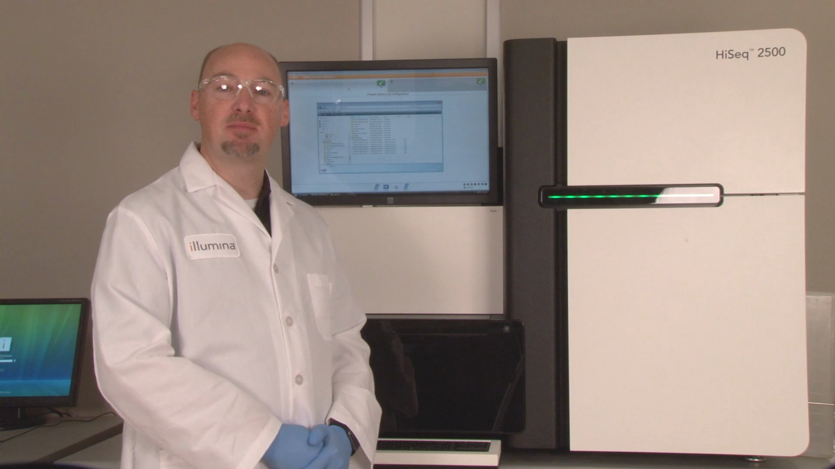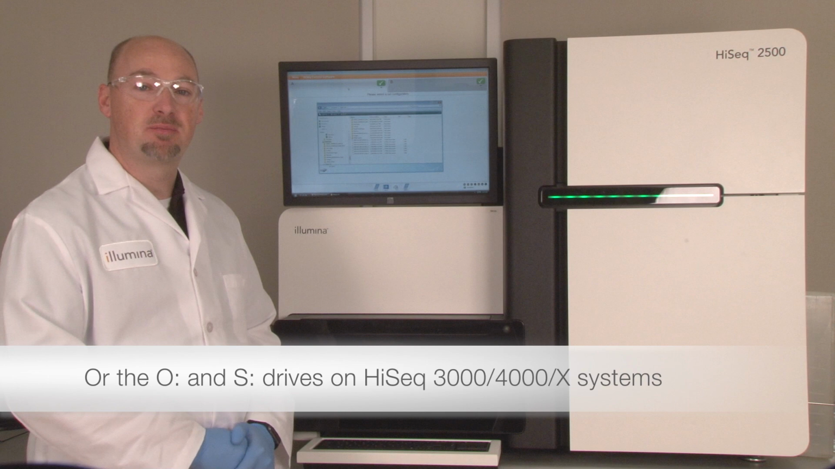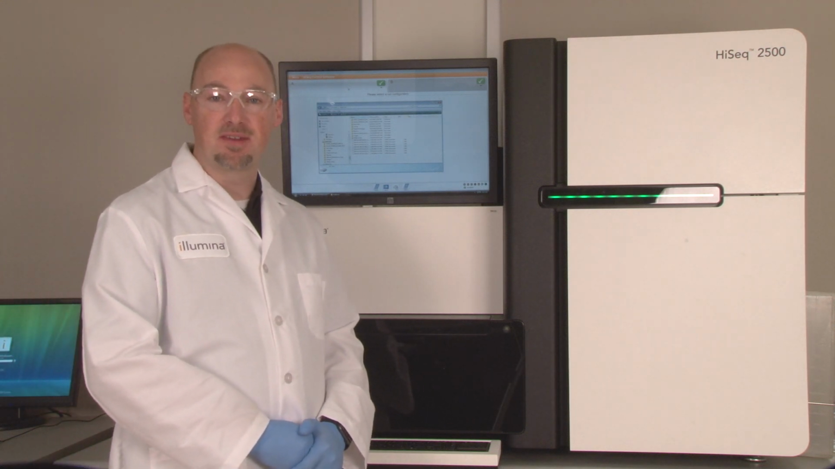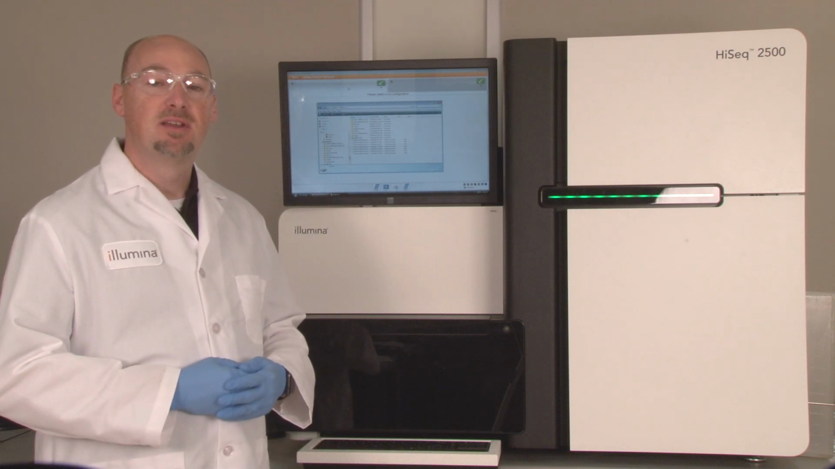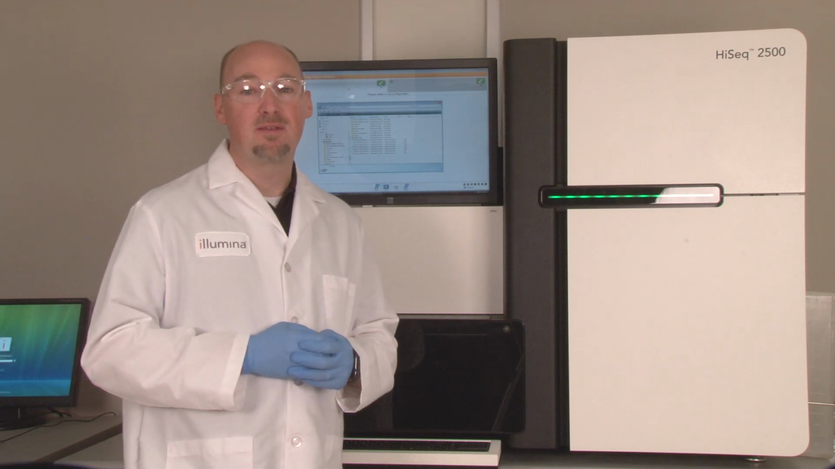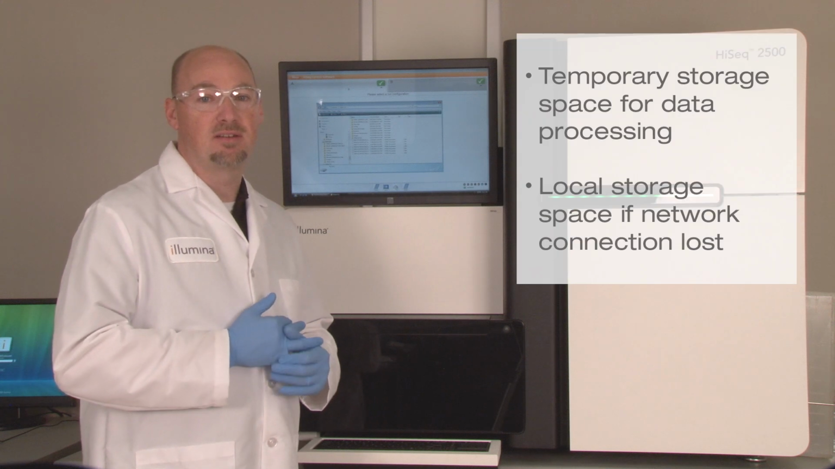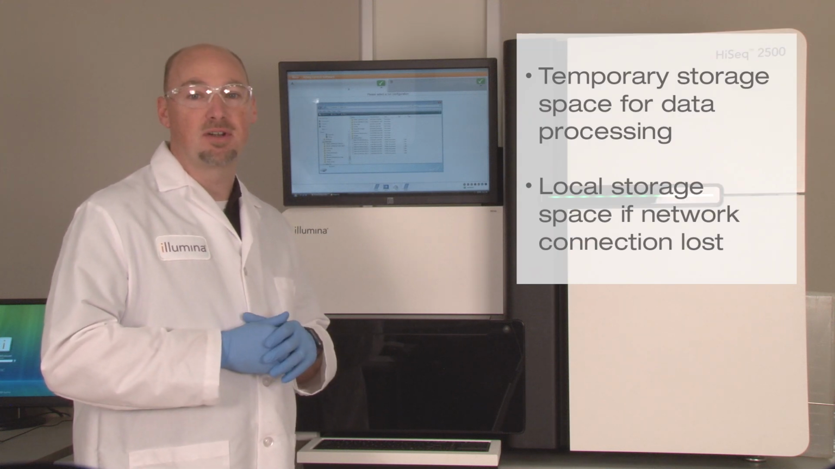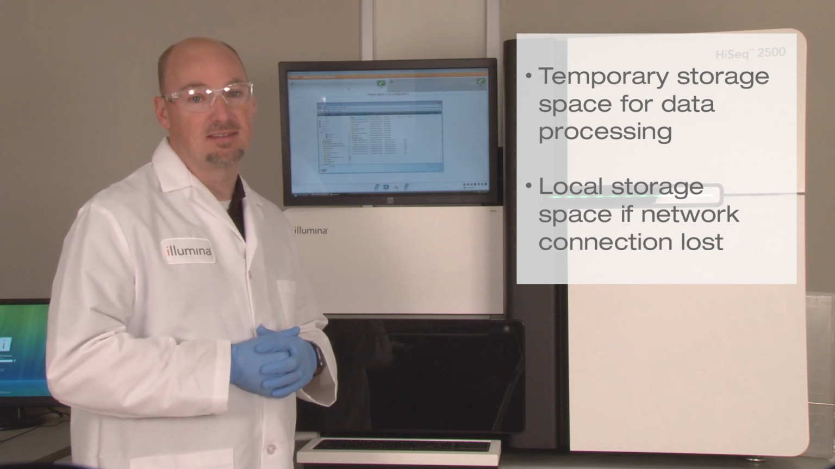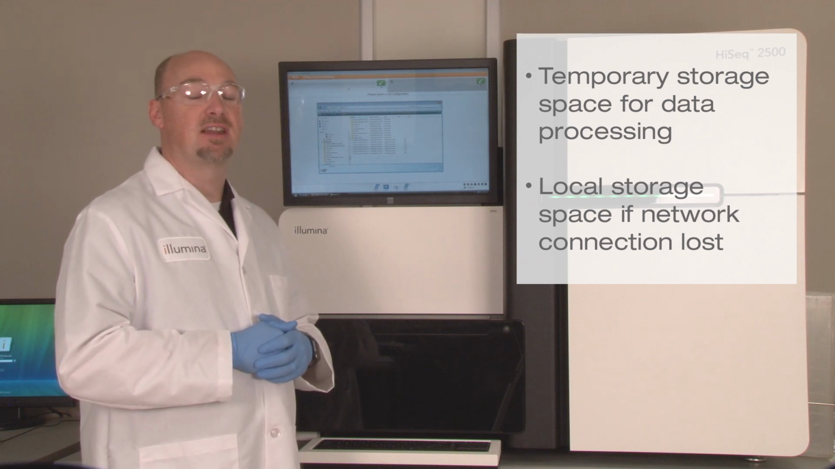Another strongly recommended best practice is to format D and E hard drives on the HiSeq Instrument PC before starting a run. After first confirming data from previous runs has been successfully transferred to a permanent storage location, such as a network server, you can quick reformat the drive as needed. A clear hard drive at the start of a run ensures adequate temporary storage space for normal sequencing data acquisition and processing. It also ensures space is available to store run data if a network connection is lost.